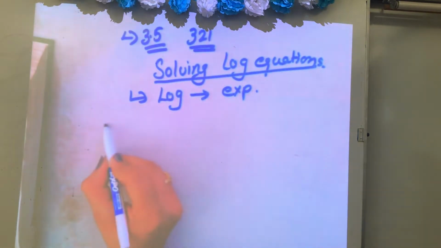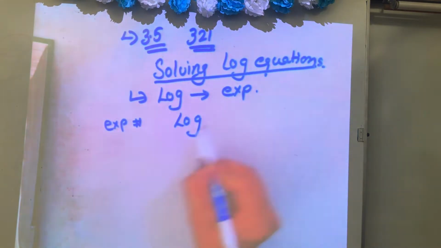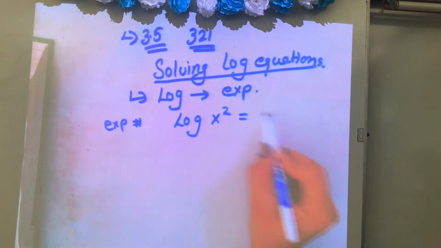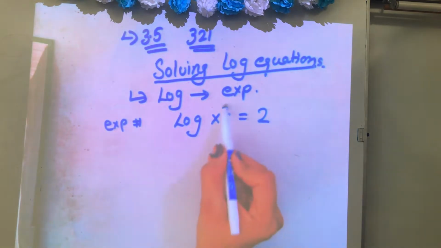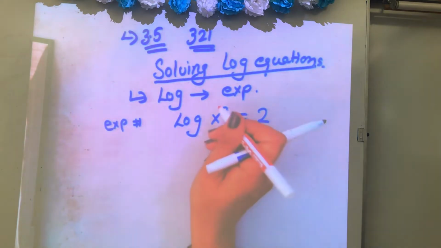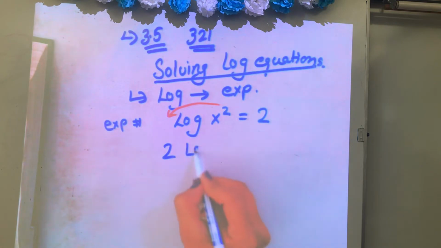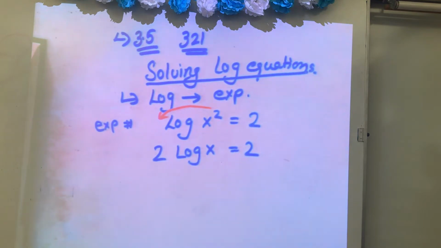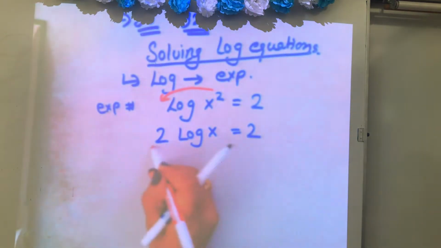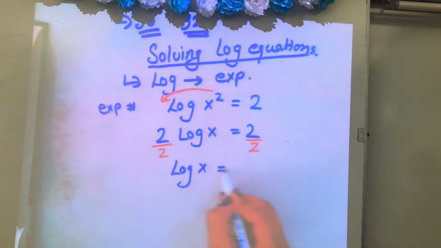So here comes my first example. I have log of x squared and it's equal to 2. First step, try simplifying, try applying properties of log if you could. Like this one, I know there's a 2 on the top, and based off one of the properties, you could actually put it on the front. So this becomes 2 log x and it's equal to 2. Isolate this expression, so I would divide by 2 to isolate the log expression. This becomes log of x and it's equal to 1.